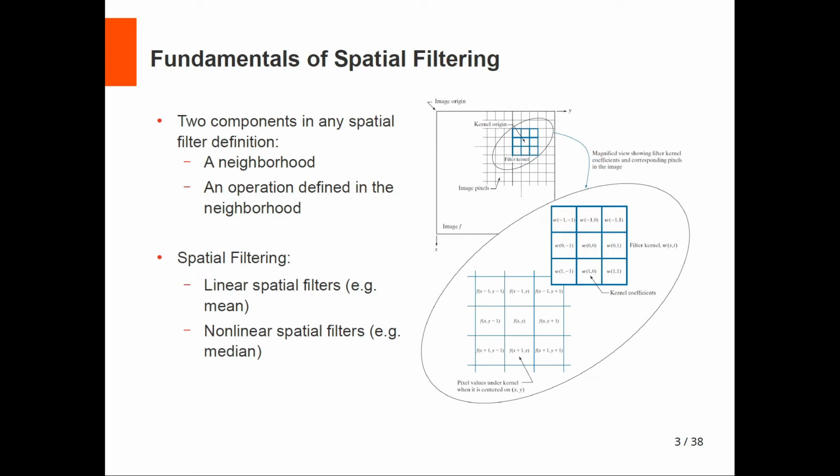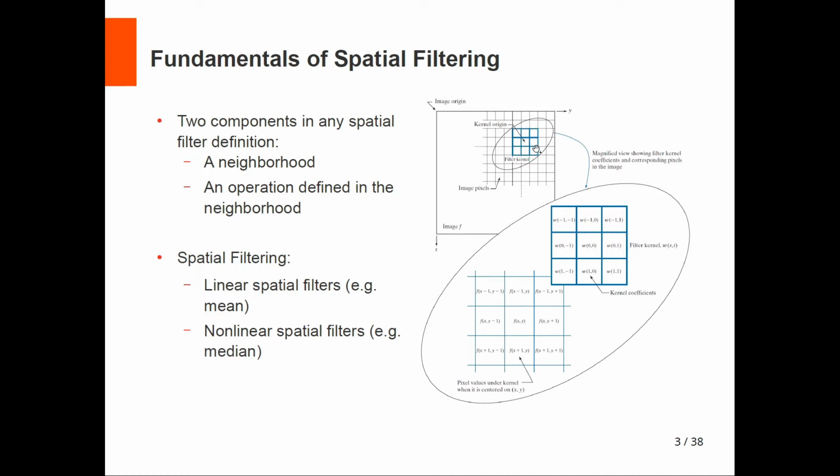If you remember from the previous lecture, I mentioned that there are two main components in any spatial filter definition. We have a neighborhood, and then we have an operation that is defined in that specific neighborhood. So let's just assume we have this image that is placed in this coordinate system. Along X we have the rows and along Y we have the columns. So let's just say we want to define a spatial filter in this neighborhood defined by 9 blue squares.